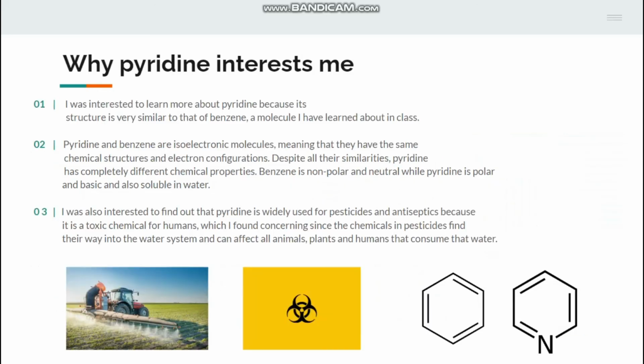I was interested to learn more about pyridine because its structure is very similar to that of benzene, a molecule I've learned about in class. Pyridine and benzene are isoelectronic molecules, meaning that they have the same chemical structures and electron configurations. Despite all their similarities, pyridine has a completely different chemical property. Benzene is nonpolar and neutral, while pyridine is polar and basic, and also soluble in water.